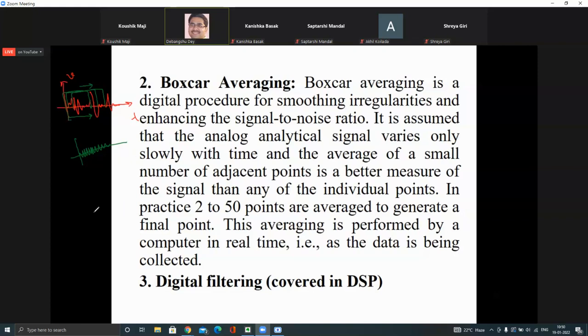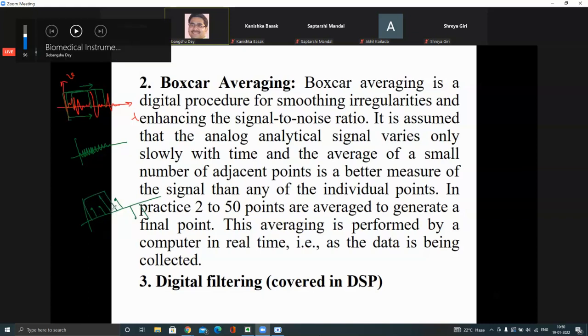That means say you are having samples, these kind of samples, and you are taking, say, a 3-sample window boxcar. So for 3 samples you take the average, then shift by 1 sample, then again average the next 3 samples, and so on. If it is zero mean random noise, and you take the average, the effect of noise will be eliminated. Okay, this is the basic idea.